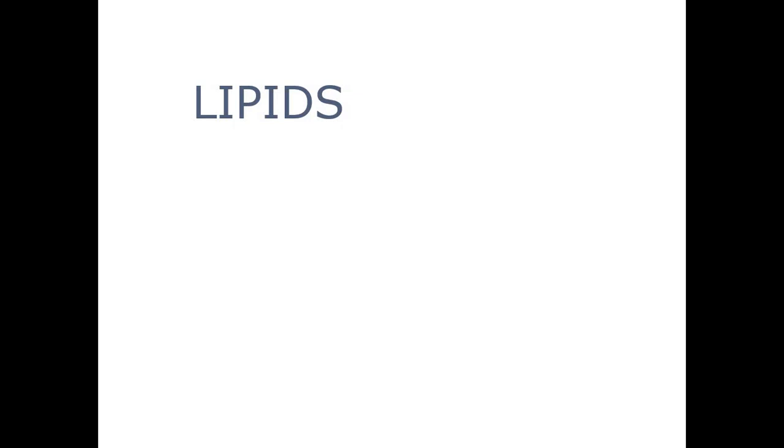Now, we go to the next major biomolecule, which is the lipid. Remember that the cell is composed of 4 major biomolecules: carbohydrates, proteins, lipids, and nucleic acids. Among those 4, only the lipid is not polymeric. Okay, so it is not composed of monomers.